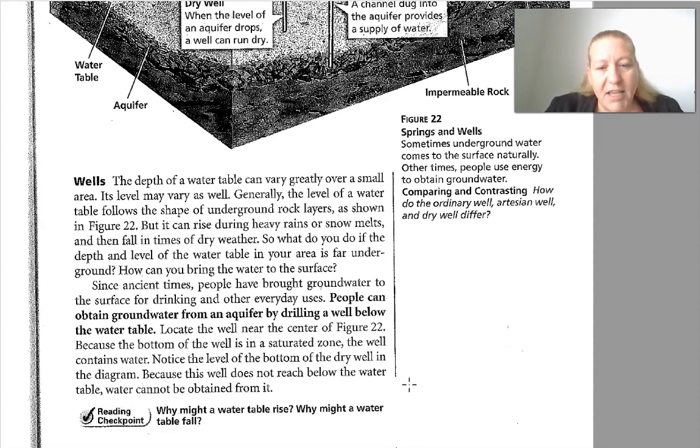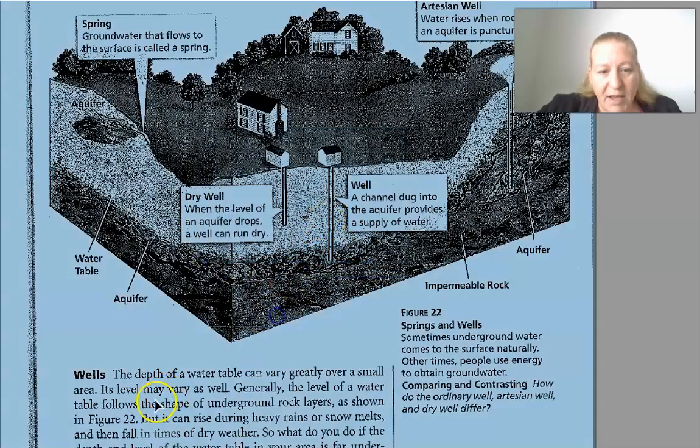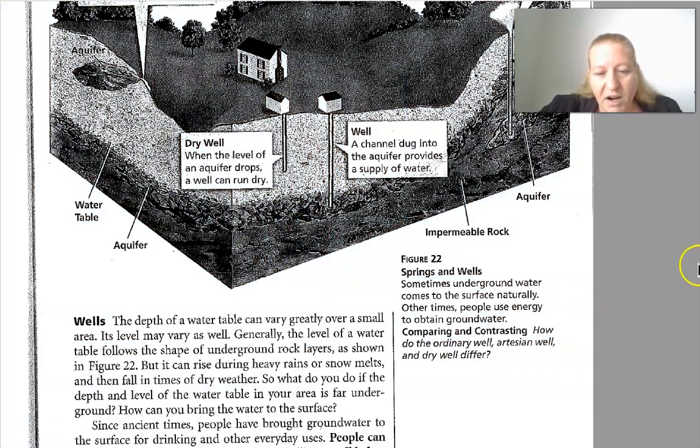Since ancient times, people have brought groundwater to the surface for drinking and other everyday uses. People can obtain groundwater from an aquifer by drilling a well below the water table. Locate the well in the center of Figure 22. So these are the wells here. Okay, these are the wells.